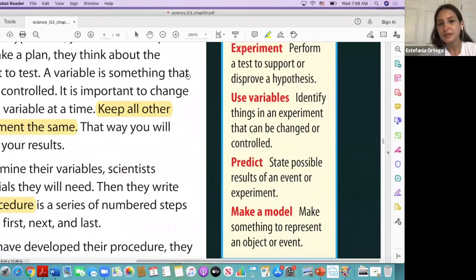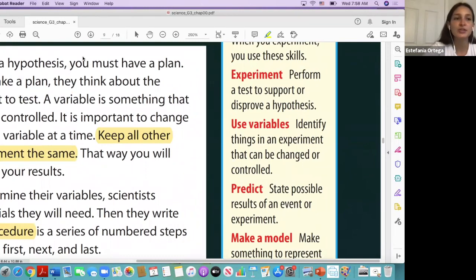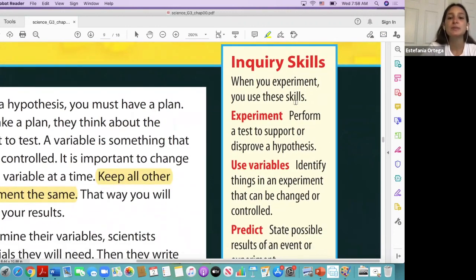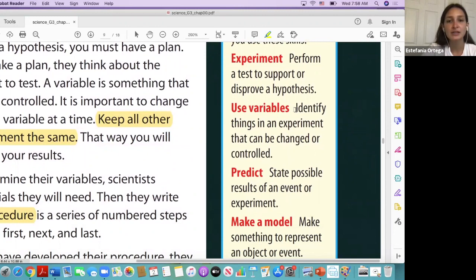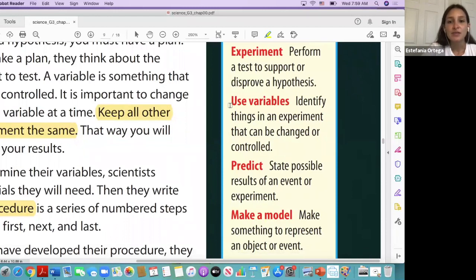Okay. So let's look at these vocabulary words real quick, just so we can review them. Inquiry skills. When you experiment, you use these skills. The first one is experiment: perform a test to support or disprove a hypothesis. To support means that your answer is right, or disprove means your hypothesis is wrong. Use variables: identify things in an experiment that can be changed or controlled. What was my variable in this new experiment with sodas?